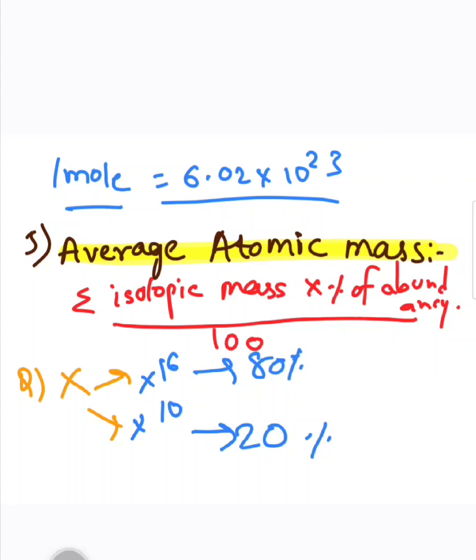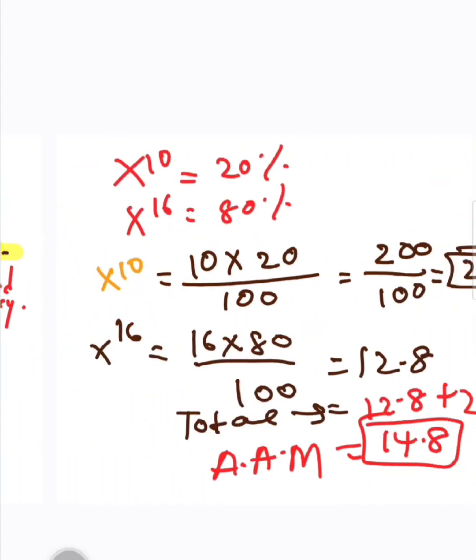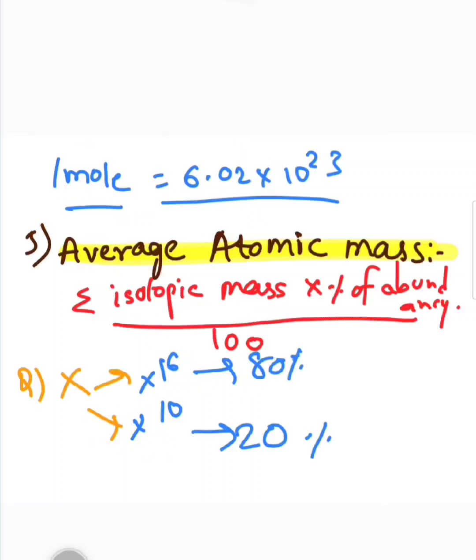Now, how to calculate the number of moles? The number of moles is nothing but weight divided by gram molecular weight. Now you found the number of moles. What about the number of particles? The number of particles is the number of moles multiplied by Avogadro number. What is Avogadro number? It is denoted by N subscript A, which is 6.023 into 10 to the power 23, the value of 1 mole.